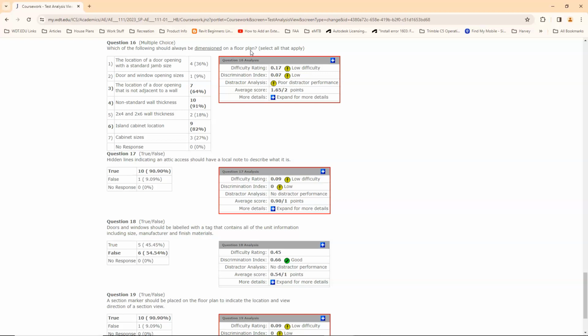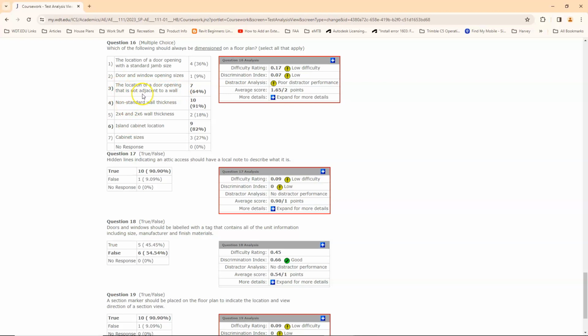Let's not do it. Okay, so your job was to find the things that should always be dimensioned, and that might have been some confusion for some folks. A better way to ask that question might have been which ones are not always dimensioned. But either way, you have to read the question carefully and try to figure that out. The ones that are always dimensioned are number 3, 4, and 6.